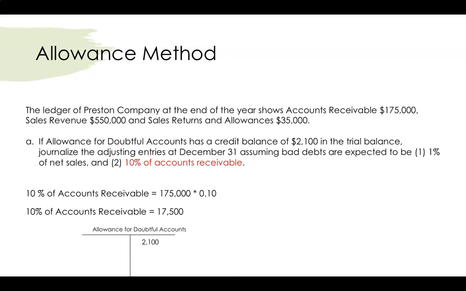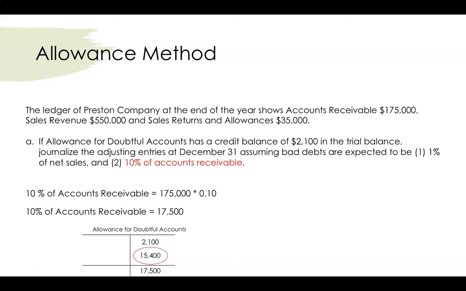Now, we need to make a T account for our allowance for doubtful accounts. We're told that allowance for doubtful accounts had a credit balance of 2,100. And then we want to end up with a balance of that 17,500 that we just solved for. So our adjusting entry here is for this difference, the number that would go in that red circle, right? How do we go from 2,100 to 17,500?